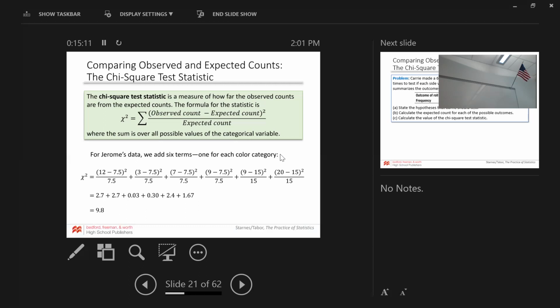You got the same answer. You got 9.8. Yes? Except you got more information. What else did you get? You got the p-value. Meaning using the test, it'll give you the p-value. We're going to compare the p-value to what?